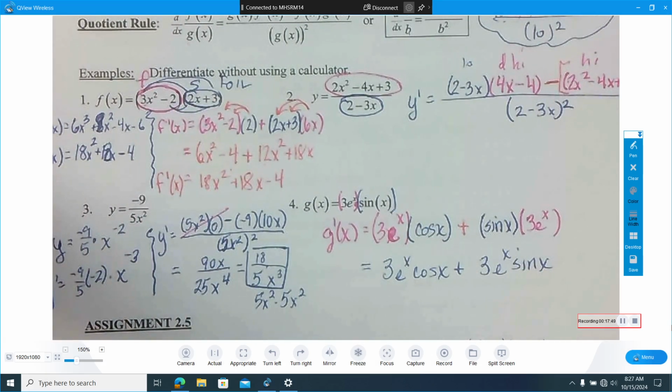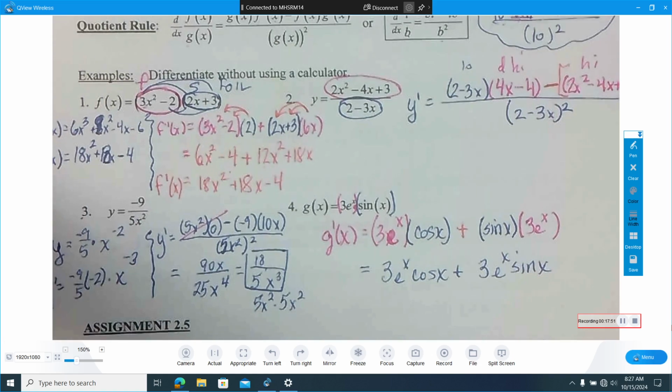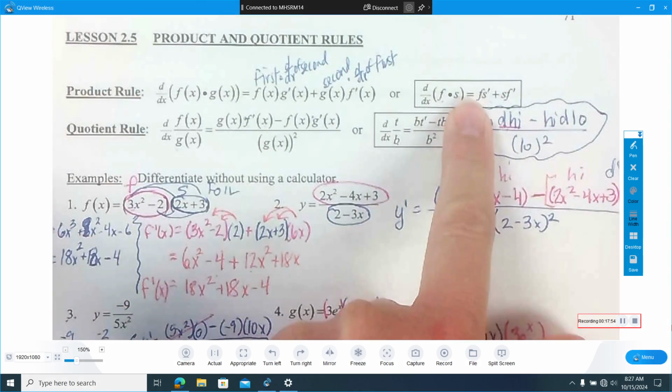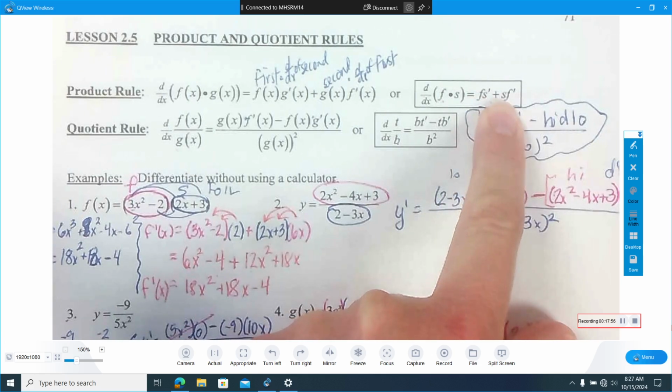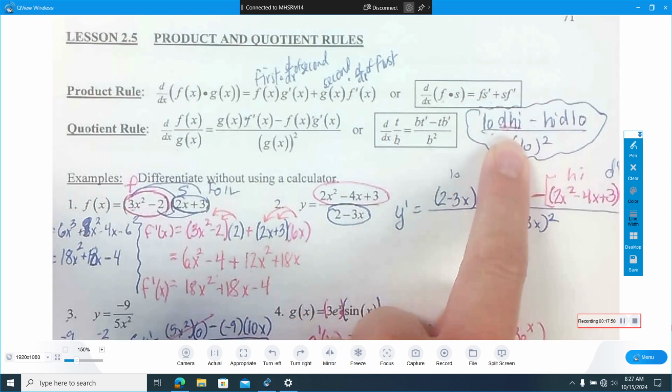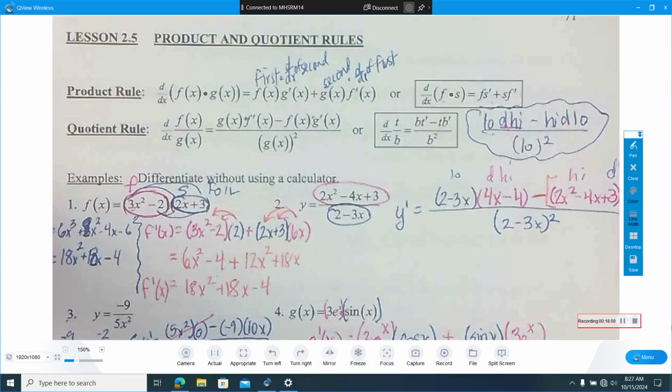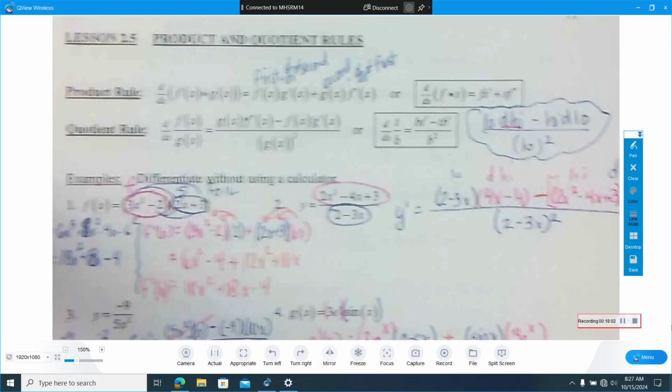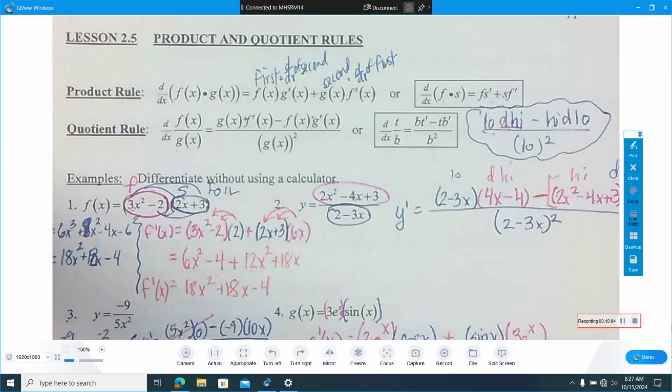All right, product rule is first times the derivative of the second plus the second times the derivative of the first, and the quotient rule, low d high minus high d low all over low squared. Please say them out loud as much as possible so that you remember those two rules, because we literally will use them all year long.